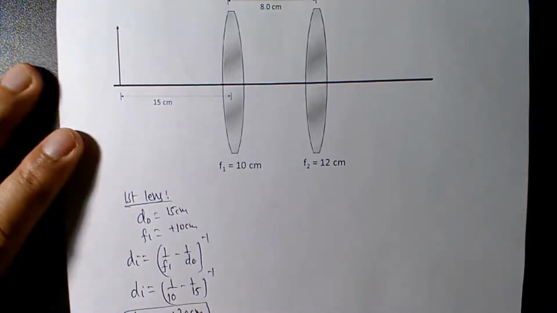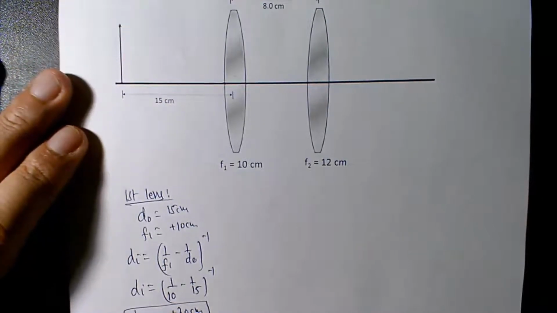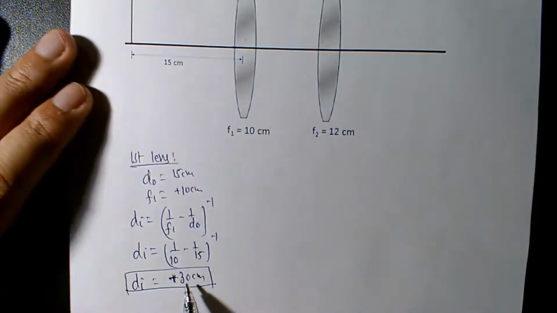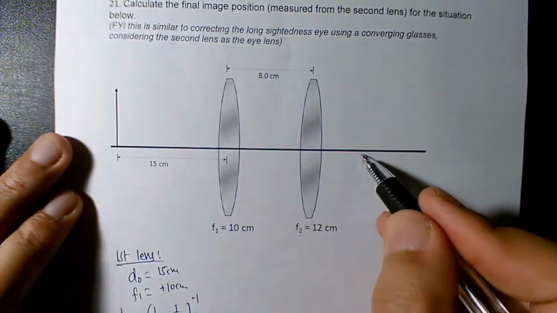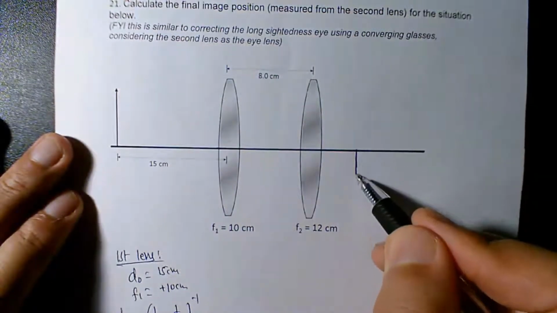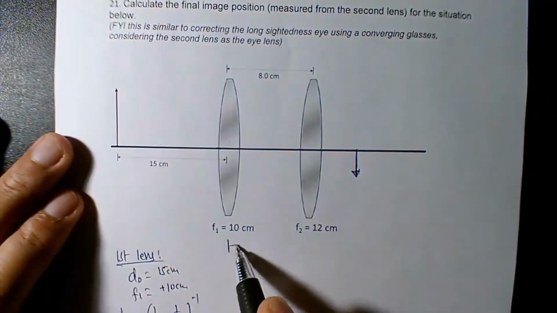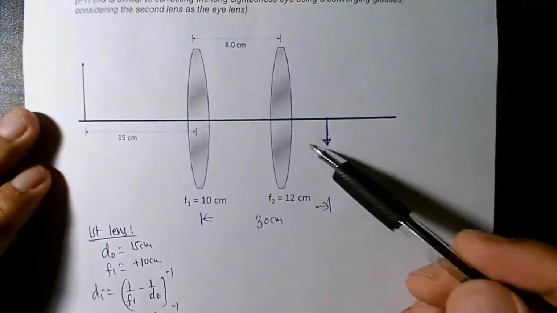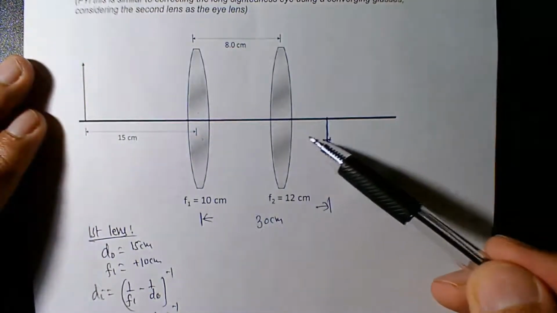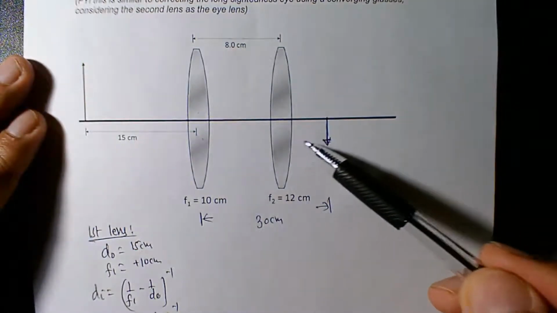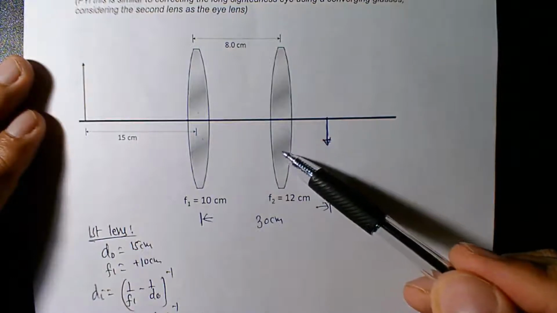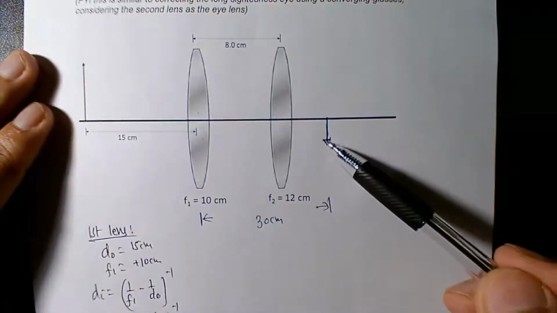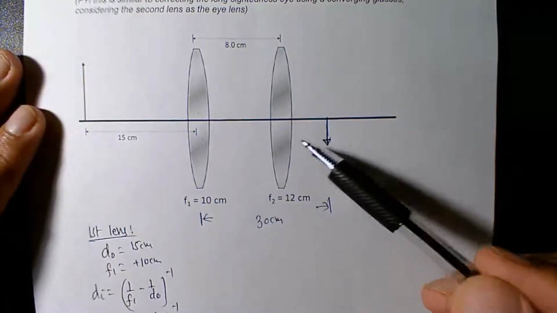So it formed a real and inverted image at 30 centimeter distance. 30 centimeter is somewhere here. Now you can clearly see the image formed by the first lens lies behind the second lens. That means it works as a virtual object for the second lens, because this image would never actually form because of the second lens. It simply serves as a virtual object for the second one.